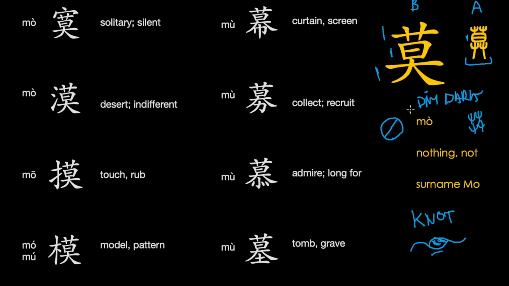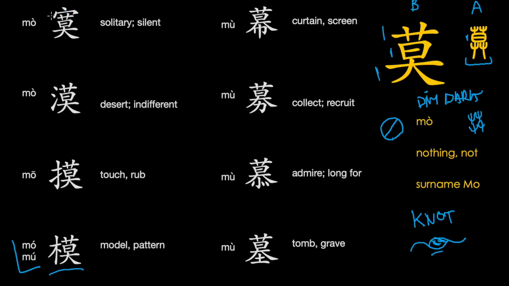And now let's look at the series that it is phonetically leading. So there are 8 characters that I chose for this series. There are probably more, but these 8 I chose. And the most interesting character in this series is this one over here, because it has these two different pronunciations. So the first character in the series is pronounced mo, the same way as the title phonetic element. You can see the title phonetic element over here, and it means solitary and silent.